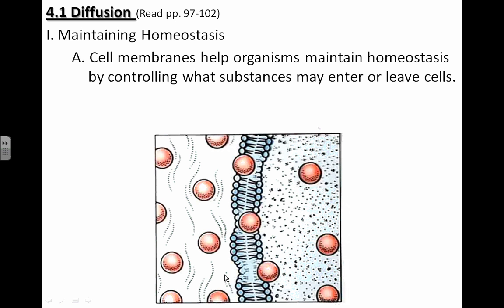Cell membranes, which we learned about in the last unit are phospholipid bilayers, help organisms maintain homeostasis by controlling what substances may enter or leave cells.